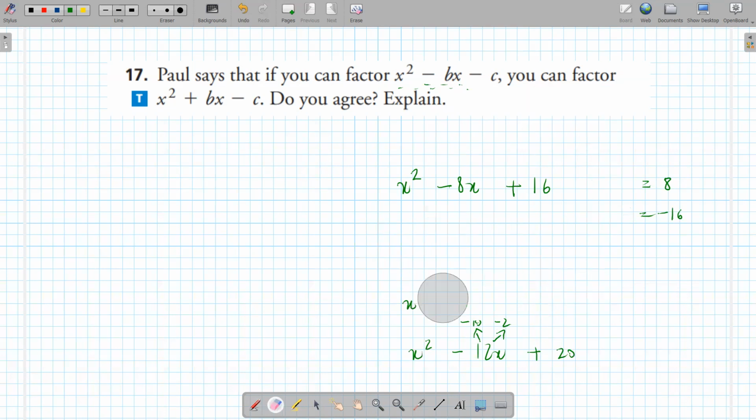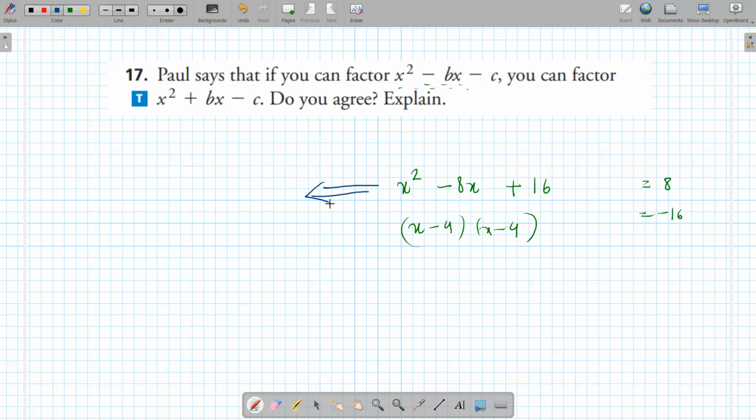So we have x squared minus 8x plus 16. We know this, if you factor this, you're going to get x minus 4 squared, because the two numbers are negative 4 and negative 4. Alrighty, so we can factor this. What if we do the same thing with a positive sign in the middle? X squared plus 8x plus 16.